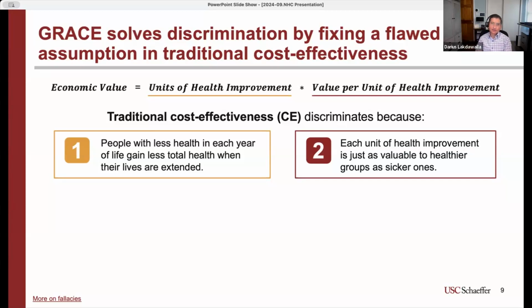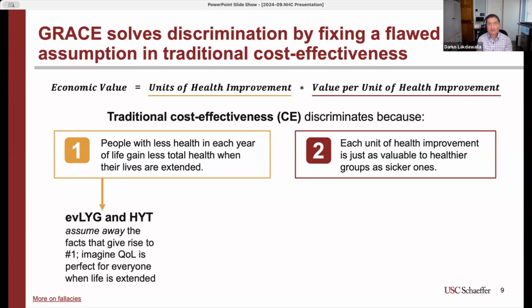The second issue is that each unit of health improvement is assumed to be just as valuable to healthier groups as to sicker groups. So taken together, what happens is that life extension is viewed as less valuable when it's given to people that have less health. And that is discriminatory. So the three alternatives to the QALY address this issue in different ways.